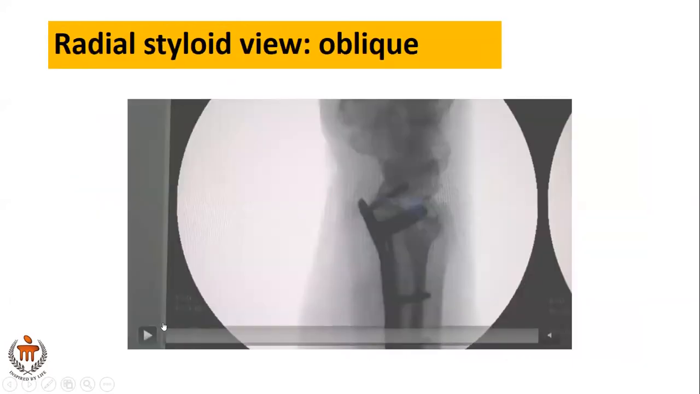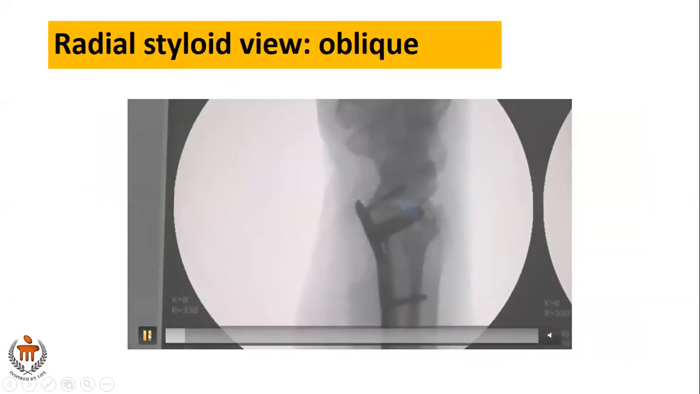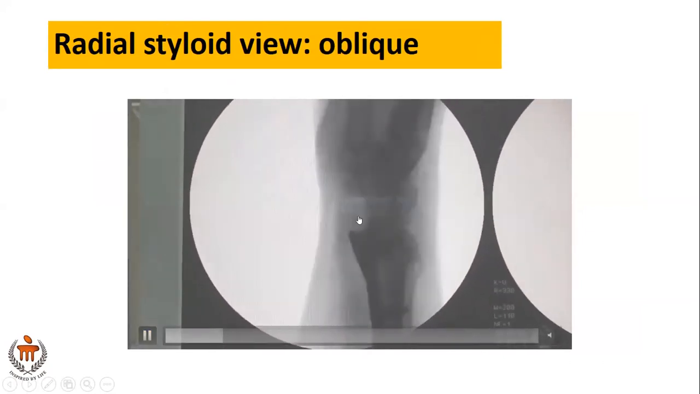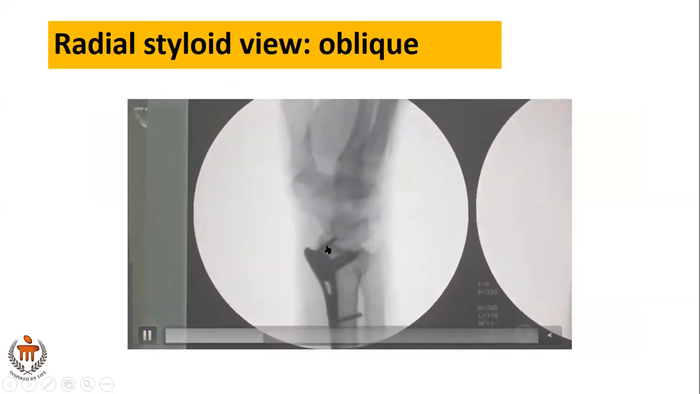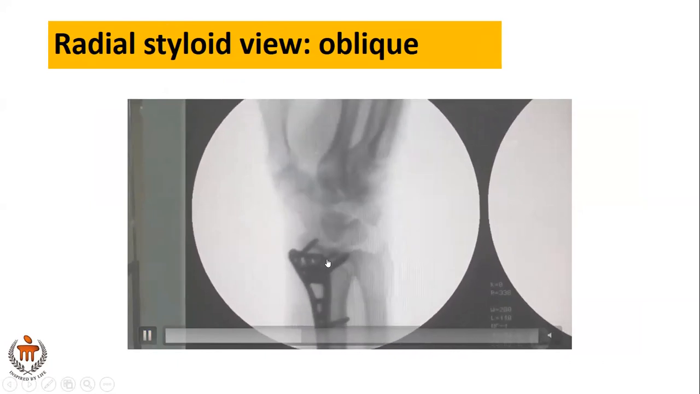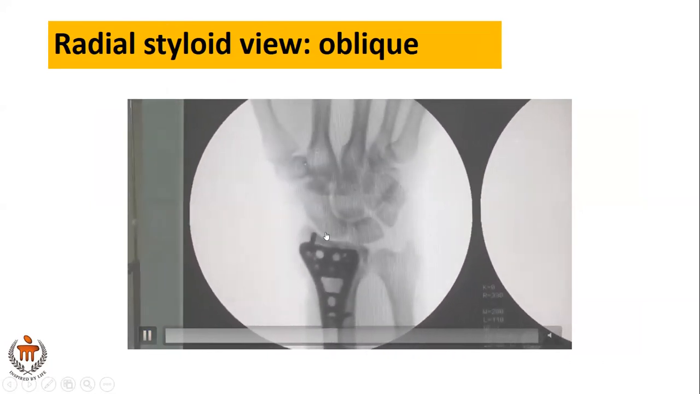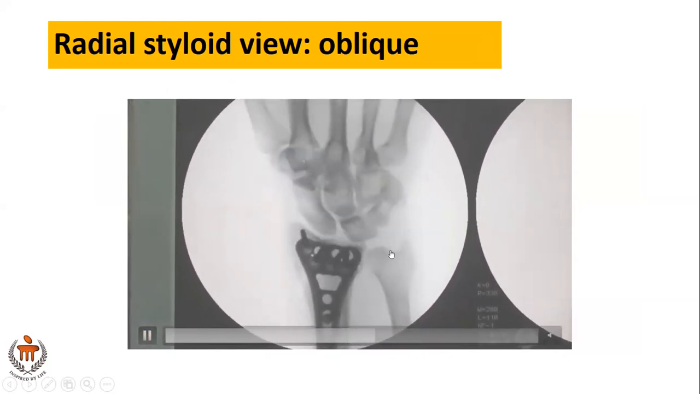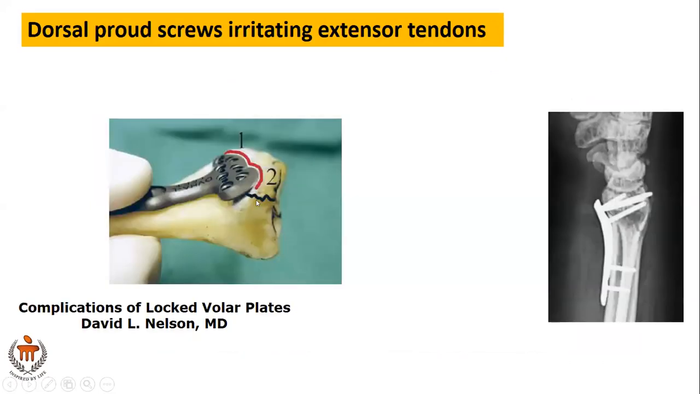And the styloid oblique view is one more thing. You can screen the patient there because this styloid screw always looks very prominent and very long. But then if you can screen the patient on table, you will know that this is definitely not inside the joint and it's going all the way to the styloid. So these are the basic things you do.